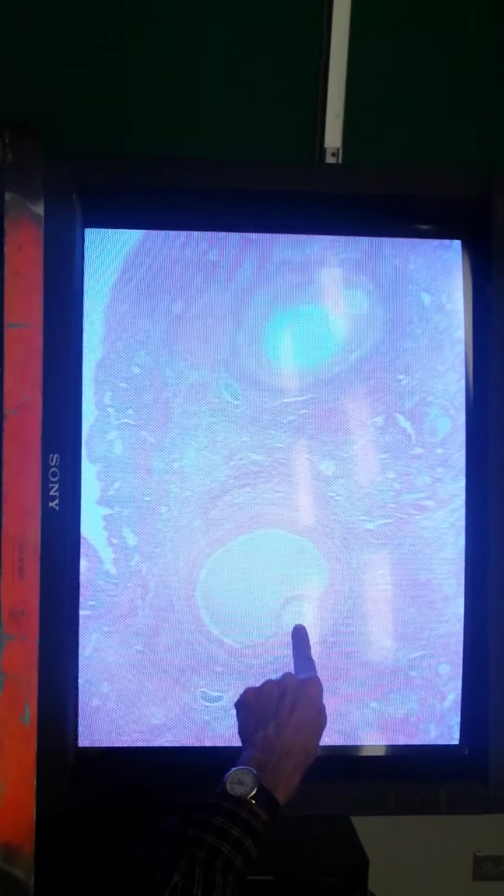We have a very large antrum filled with follicular fluid. What is this cell? Ovarian follicle? No. The whole thing's an ovarian follicle. What is the cell in the follicle? Oocyte. Secondary oocyte.